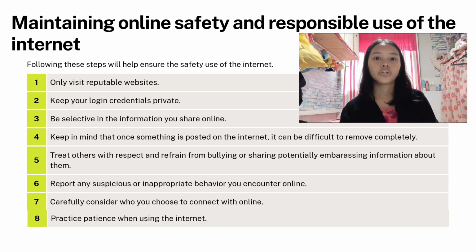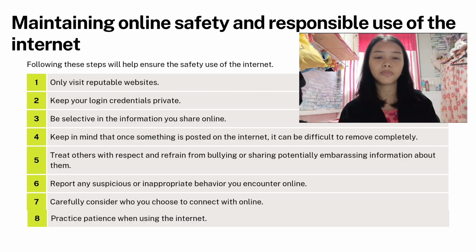Sixth is we should always report any suspicious or inappropriate behavior we encounter online. We should not post anything that is explicit or unhinged through online platforms because there are other kids that use online platforms and we should always be mindful of what we post online. Seventh is we should carefully consider who we choose to connect with online. We should choose someone who genuinely wants to be our friend and someone that does not want to harm us.